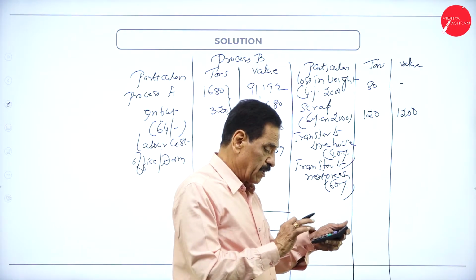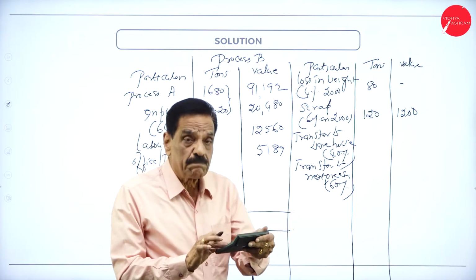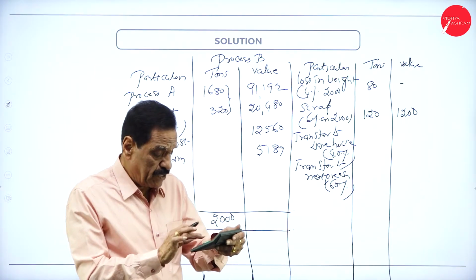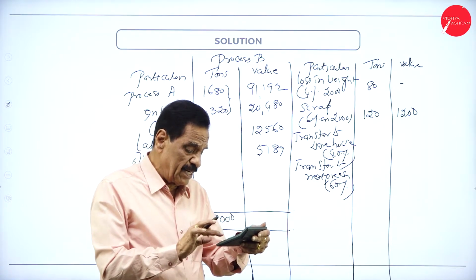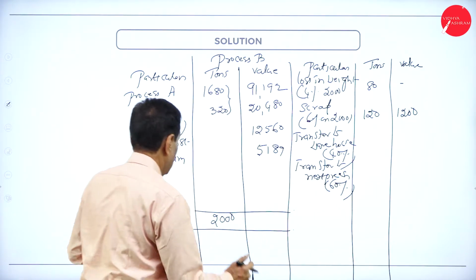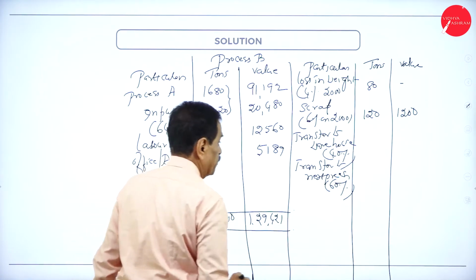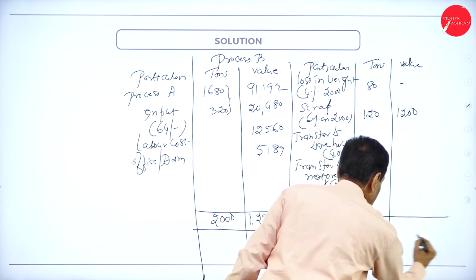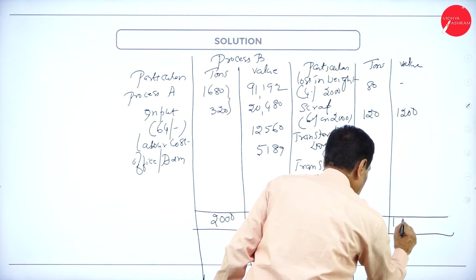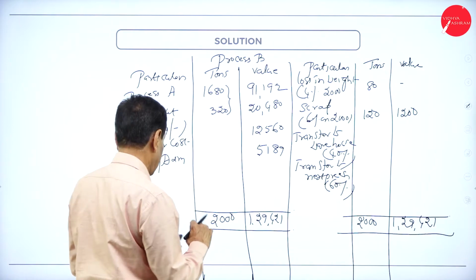So 91,192 plus 20,480 plus 12,560 plus 5,189, 1,29,421. Come here, 2,000 units, 1,29,421.